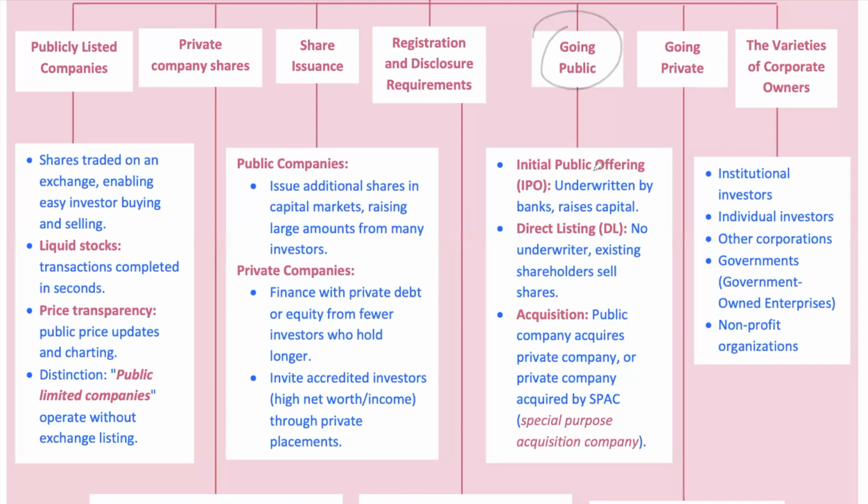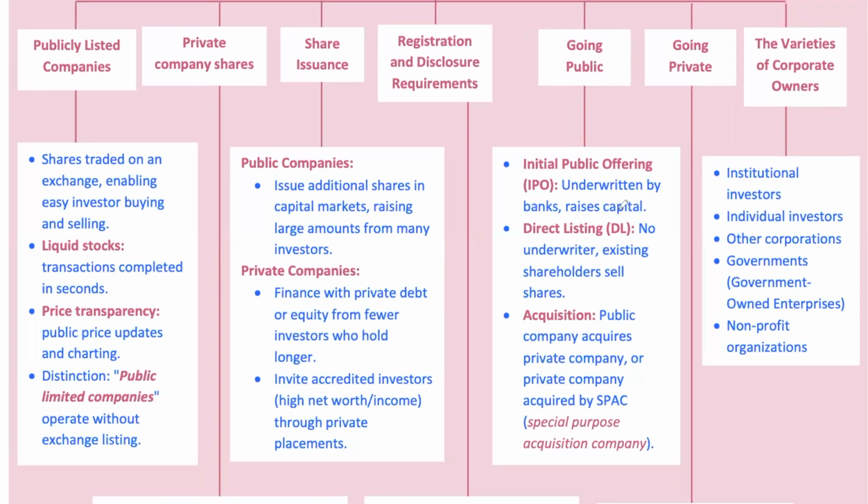Private businesses can go public through initial public offerings, IPOs, direct listings, or acquisitions, including those by special purpose acquisition companies. IPO is underwritten by investment banks, allowing the company to raise capital. Direct listing, where existing shareholders sell shares directly on an exchange without raising new capital. Acquisition, by a public company or a special purpose acquisition company.